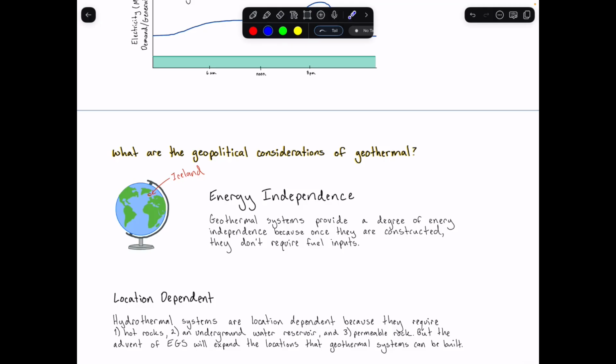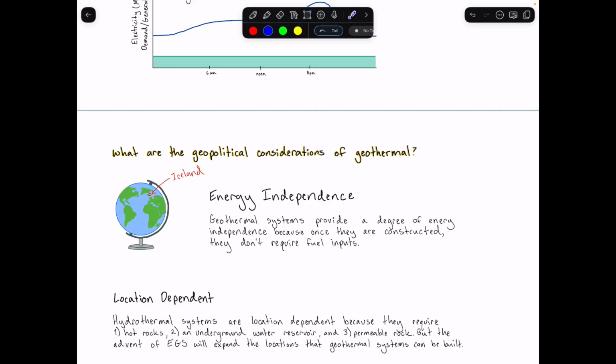All right, the second geopolitical consideration is that it's location dependent. Historically, geothermal power plants have been very geographically limited because there are not a lot of places across the globe with a natural geothermal resource, where there are hot rocks, a naturally occurring underground water reservoir, and rocks deep underground that are naturally permeable to allow that water to circulate through. These geological requirements have restricted the build out of geothermal power plants to a relatively small number of locations around the world. But this will not be the case for long.